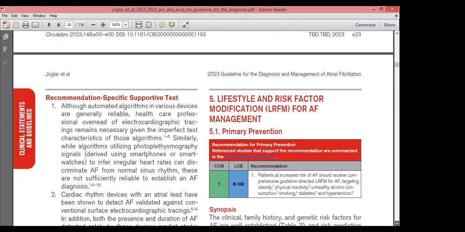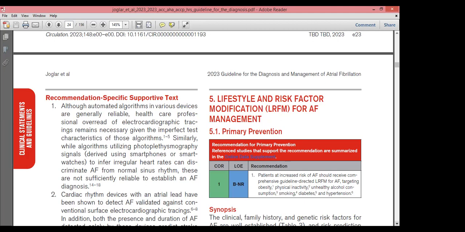Okay, so going to lifestyle and risk factors modification for AF management. That's part of what I said for patients at risk of AF. There are some lifestyle and risk factor modifications that we need to do. I've talked about them earlier. Patients at increased risk of AF should receive comprehensive guideline-directed lifestyle and risk factor modification for AF, targeting obesity. For obese patients, it is advised that they lose 10% or more of their body weight, and they should do moderate to vigorous exercise of about 210 minutes per week. So that covers obesity and physical inactivity.